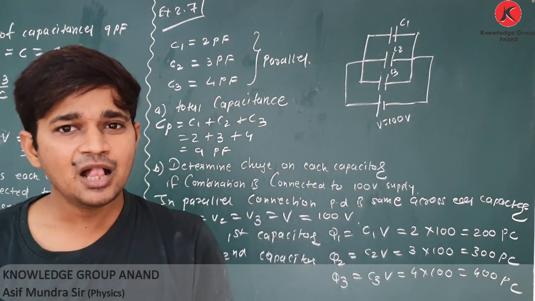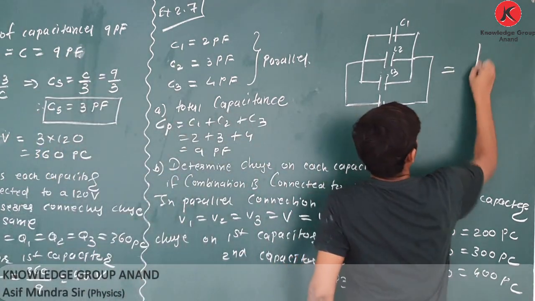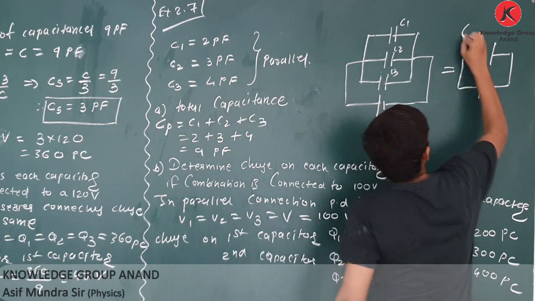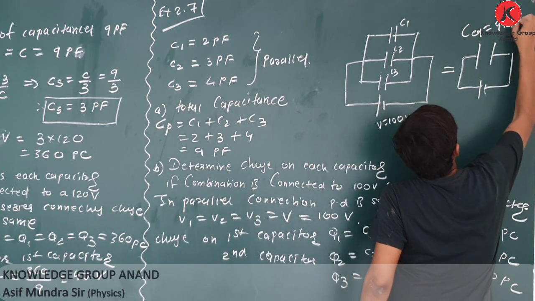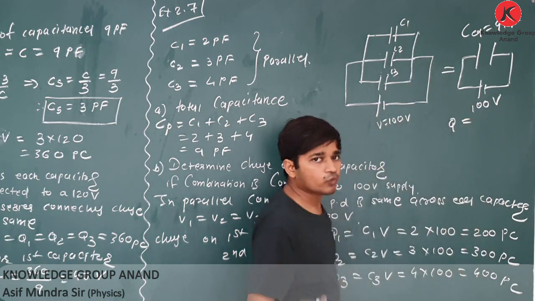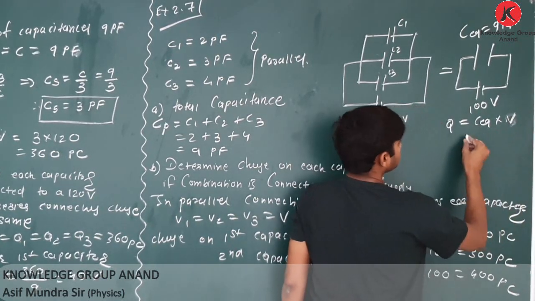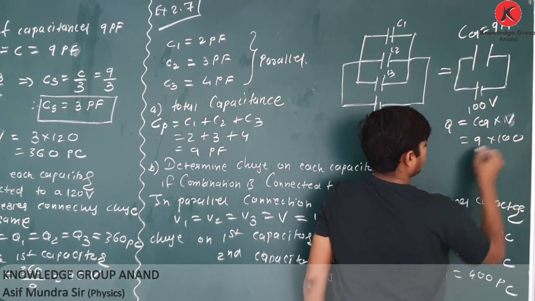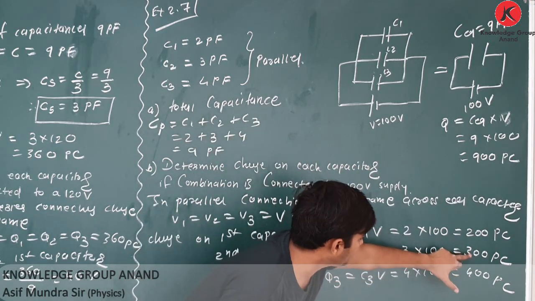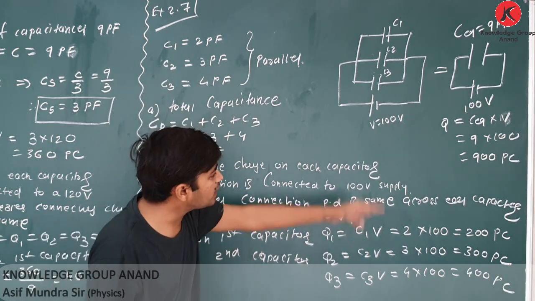Okay. Clear? Now see, what is effective capacitance? 9 picofarad. If you replace these three capacitors by only one capacitor, having C equivalent is equal to 9 picofarad, and supply voltage is 100, then what is total charge Q? It is C equivalent into V, means 9 into 100 is equal to 900 picocoulomb. Add this: 200 plus 300 plus 400, you will get 900. So with the help of this method, you can verify your answer.